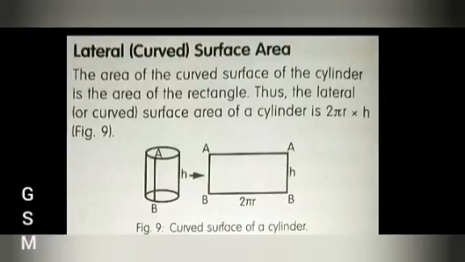Next, lateral surface area. The area of the curved surface of a cylinder is the area of the rectangle. Thus, the lateral or curved surface area of a cylinder is 2 pi r into h as shown in the figure.